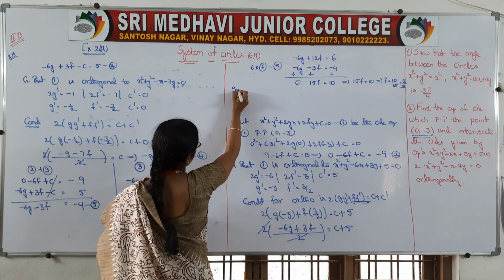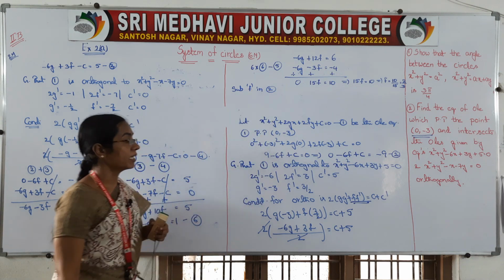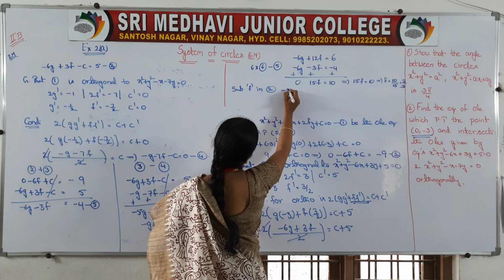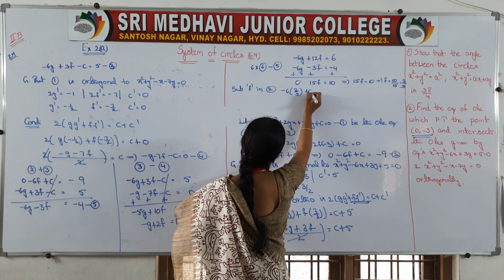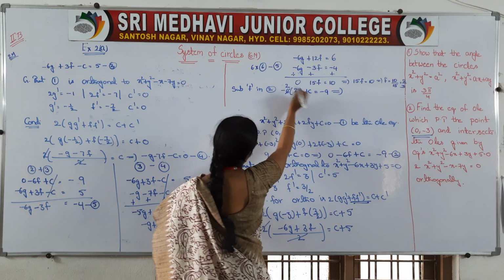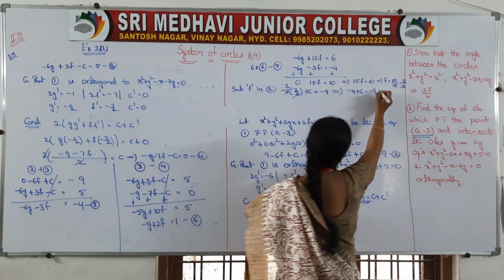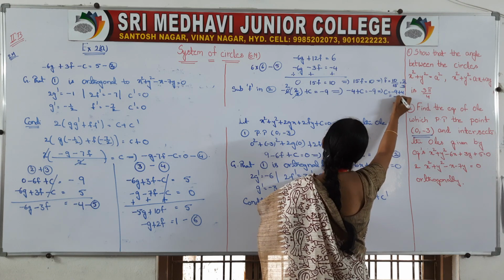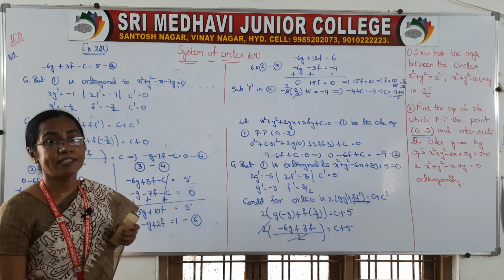So substitute f in the second equation. Where is your second equation? So observe, this is your second equation. Minus 6f, f is 2 by 3, right? Plus c is equal to minus 9. So 3 ones are 3, 3 twos are 6. So it is minus 4 plus c is equal to minus 9. Implies c is equal to minus 9 plus 4 is equal to minus 5. We got f value, we got c value. Now we need g also.